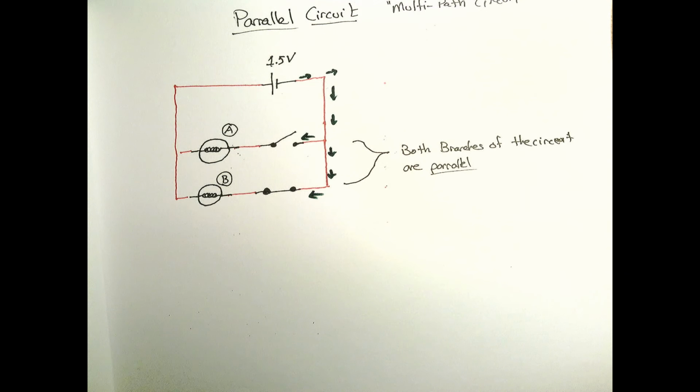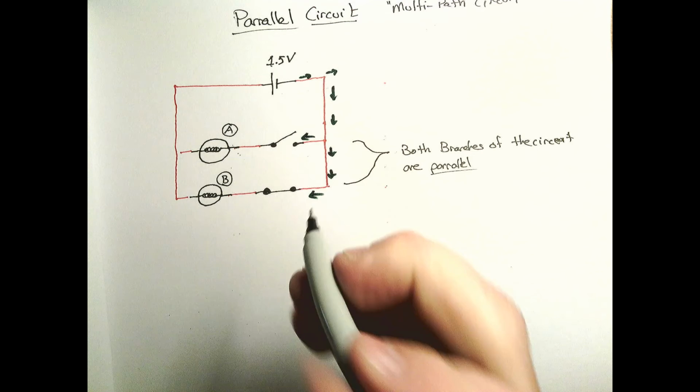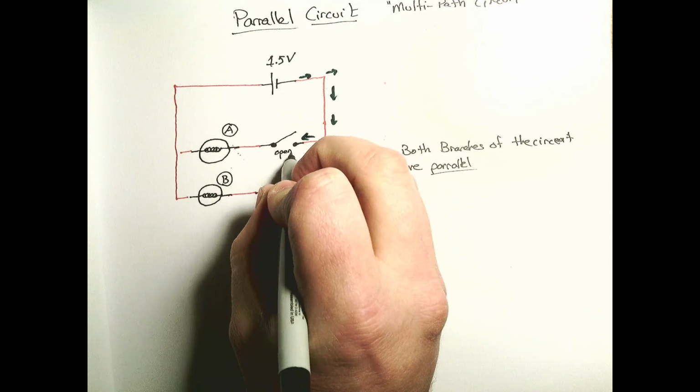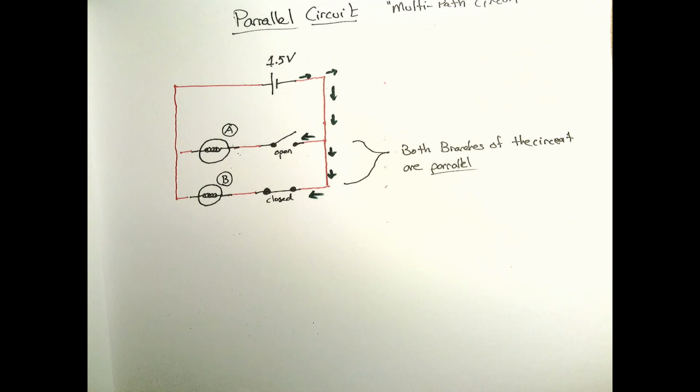Which light bulb, A or B, would be on in this diagram? Gabby? B. B would be on. Why? Because the switch is closed. So we would say this is closed, this is open, and when you have an open switch, you have no electricity. This one gets here and it's a dead end. It has nowhere to go. It can't get back to the battery. And so, in theory, there will be no electricity running through this branch.